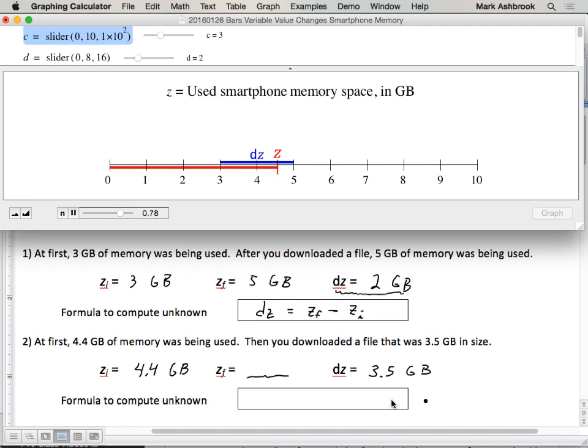All right. To compute ZF, it's going to be ZI plus DZ. And why that? Can you explain that formula? So why does that make sense? So you start off with the initial amount, which is ZI, and then you add on the amount of change, which is given, 3.5 gigabytes, to get you the final. Well said. Should make perfect sense, right?